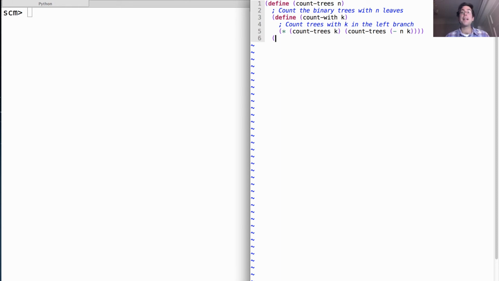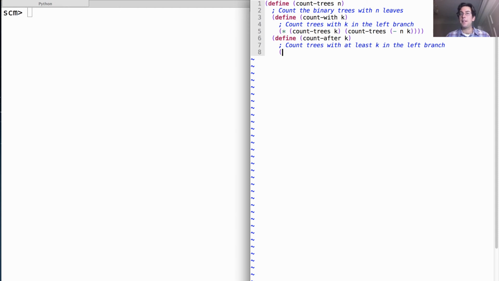Okay, so how do we actually express iteration? We want to try all the k, starting at 1, and going up until n. Now there's no range and there's no for statement in what we've talked about so far, but we can define a recursive function that sums things together. So let's write down count after k, which is count trees with at least k in the left branch.